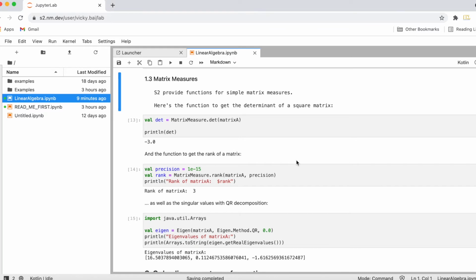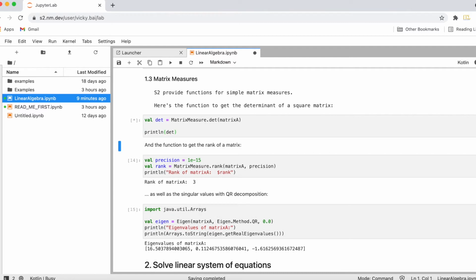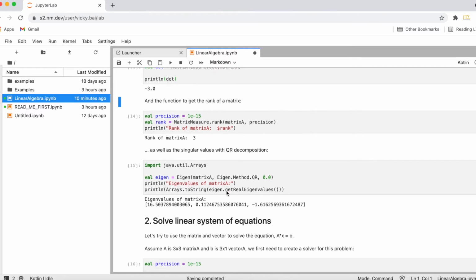Matrix measures. S2 provides functions for simple matrix measures. Here's the function to get the determinant of a square matrix, and the function to get the rank of a matrix, as well as the singular values with QR decomposition.